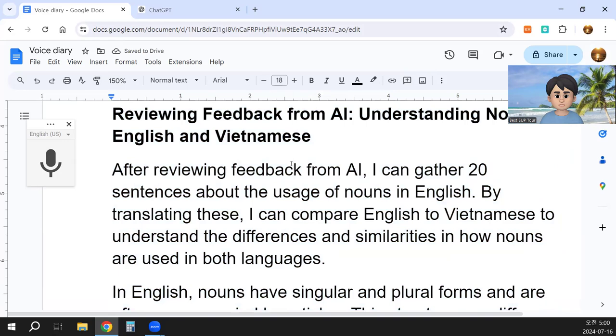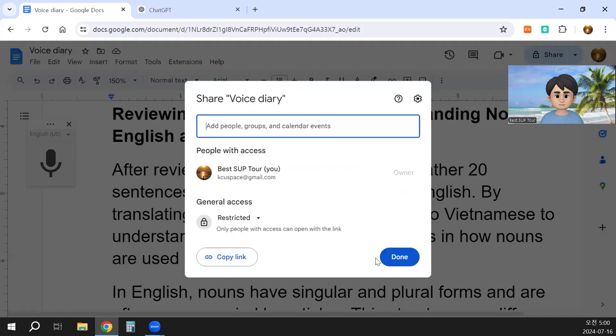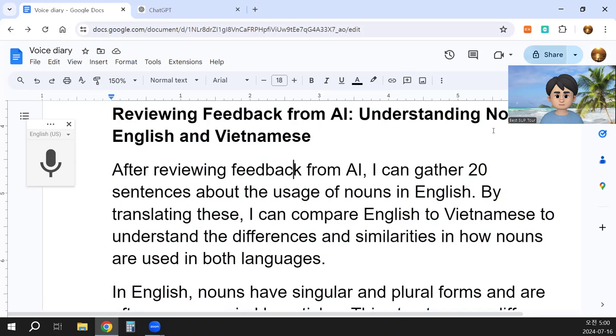Giving feedback from AI, understanding English and Vietnamese. Now, after reviewing feedback from AI, I can get 20 sentences about the usage of nouns in English. By translating these, I can compare English to Vietnamese to understand the differences and similarities in how nouns are used in both languages.